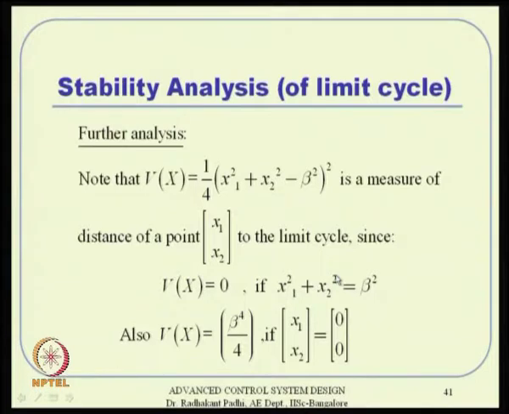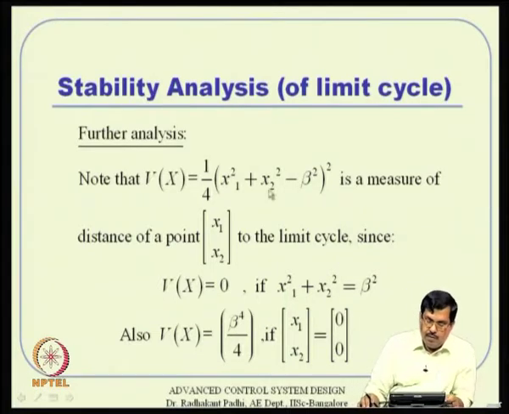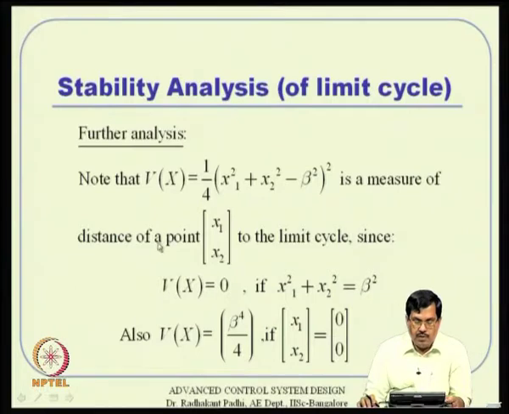Now, let us do a little bit of further analysis. We want to wind up this idea of whether it is either-or, and we do not want that. Now, for further analysis, we know that this particular function that we selected is a measure of the distance of the point x1, x2 to the limit cycle. Hence, V of x is 0 provided this condition holds good.